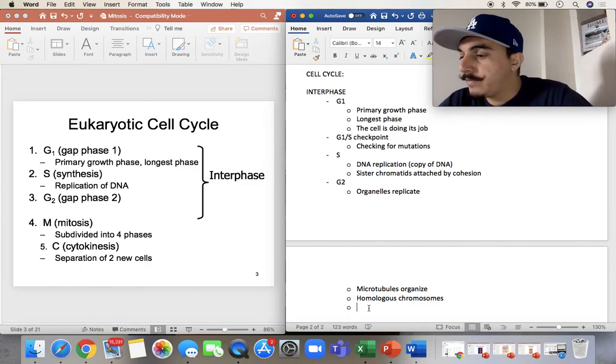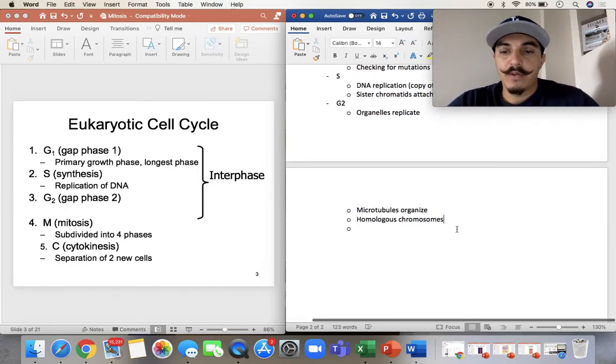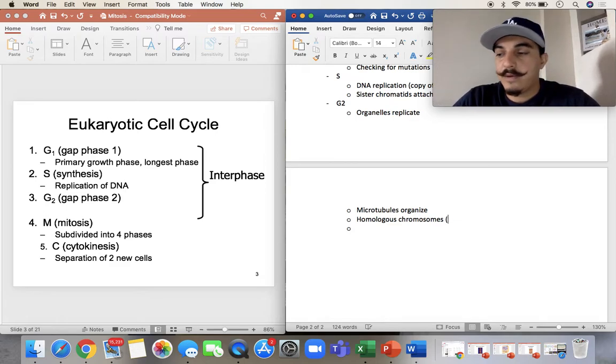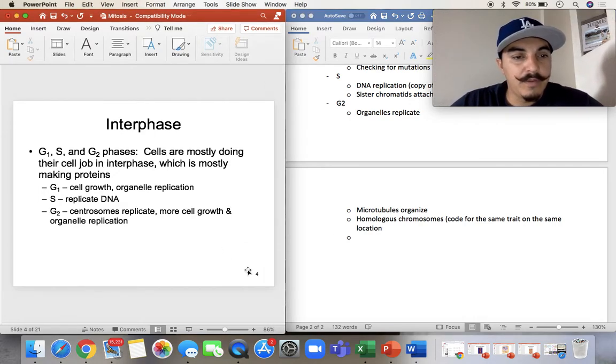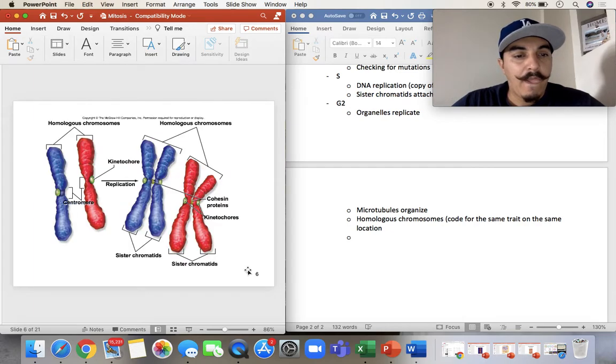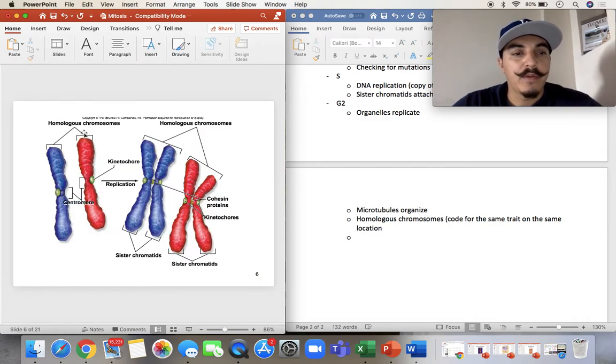Okay. So these homologous chromosomes are chromosomes that code for the same trait on the same location. Those are the chromosomes that are very similar. Let me see if I have some pictures, to see if it's easier to explain. Maybe this one. So here are our homologous chromosomes. Homologous means they're the same.